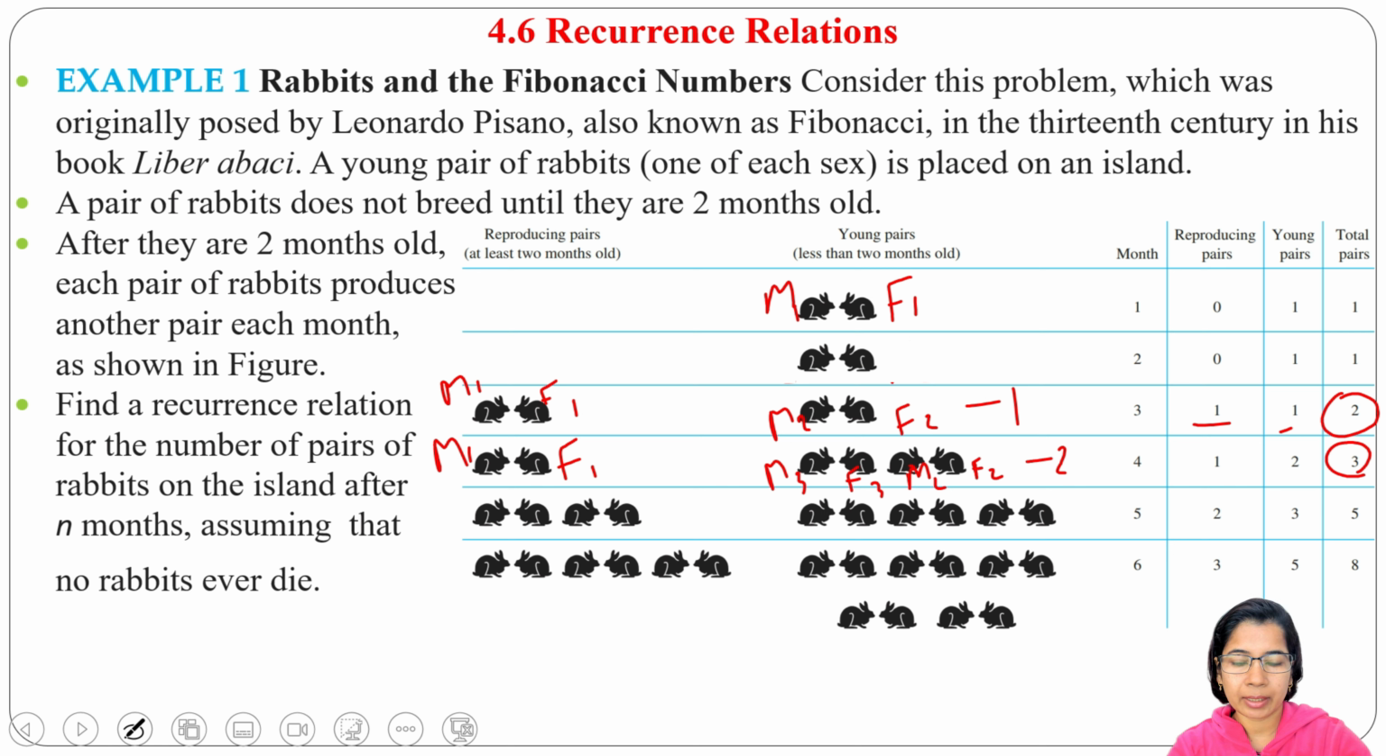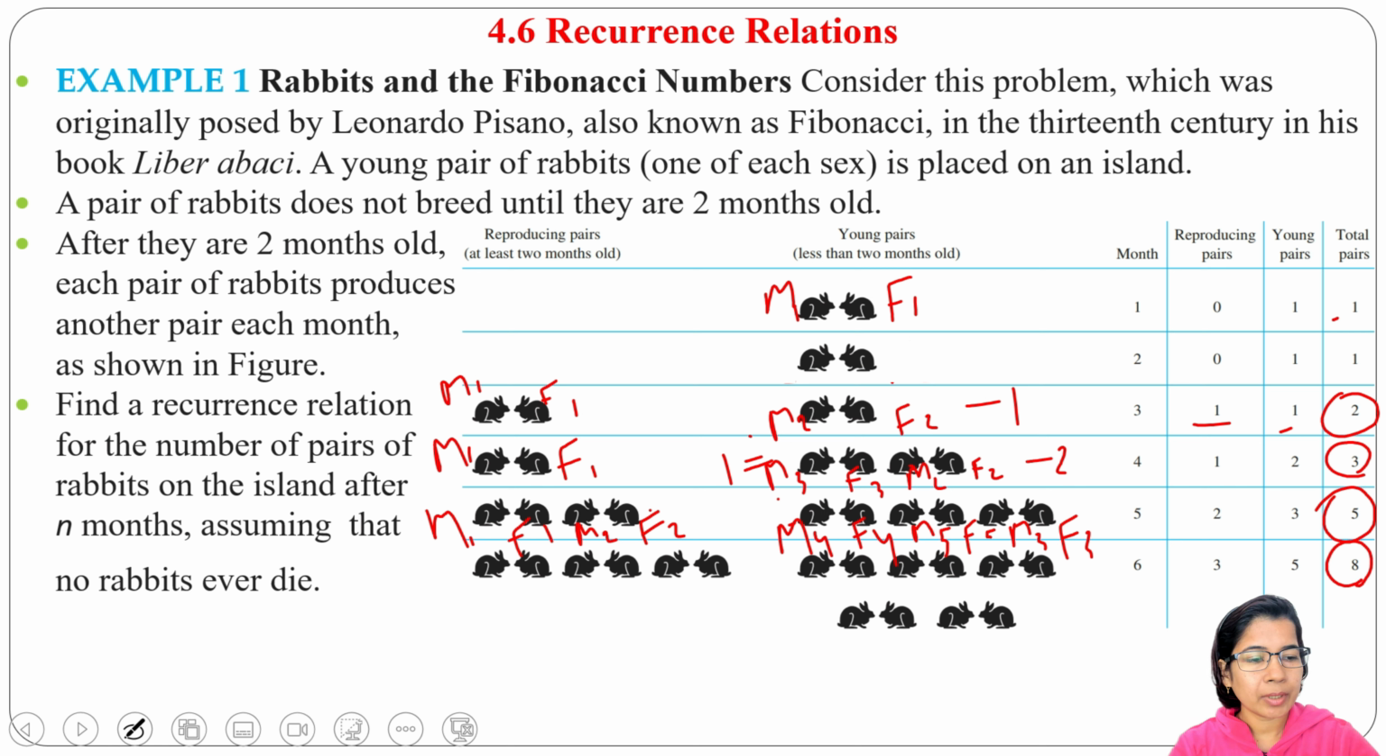1 parent, 2 child. Now in the fifth month, male 1, female 1. Now male 2, female 2, they are in the third month. So male 2, female 2, male 1, female 1 can produce male 4, female 4. Male 2, female 2 can produce male 5, female 5. Male 3, female 3. There are 5 pairs, right? And if we see, 2 plus 3 equals 5. Like in the 6th month, it will be 3 plus 5 equals 8. So in the first month 1, second month 1, third month 1 plus 1, 2, fourth month 2 plus 1, 3, fifth month 3 plus 2, 5, sixth month 5 plus 3, 8.